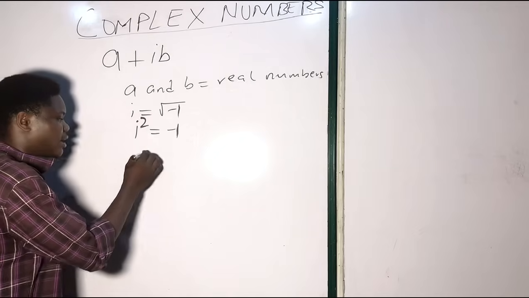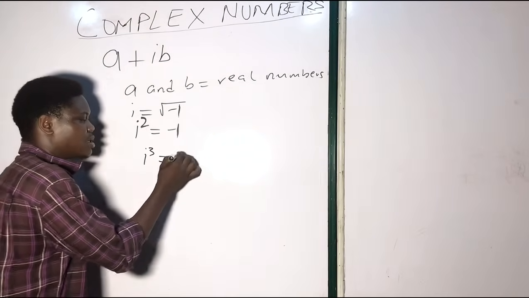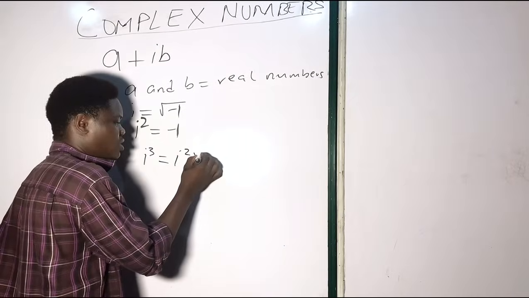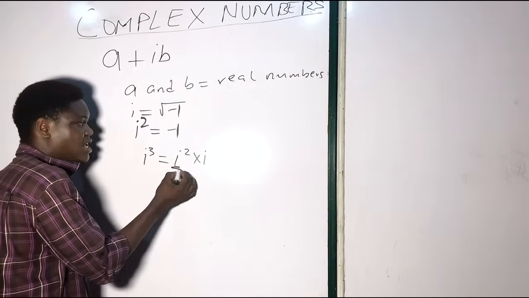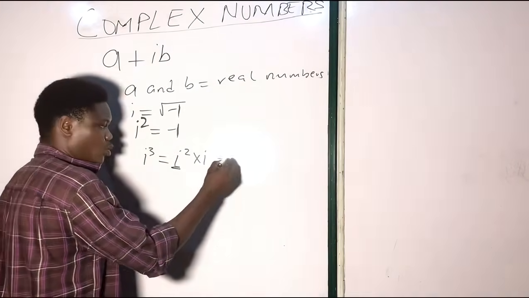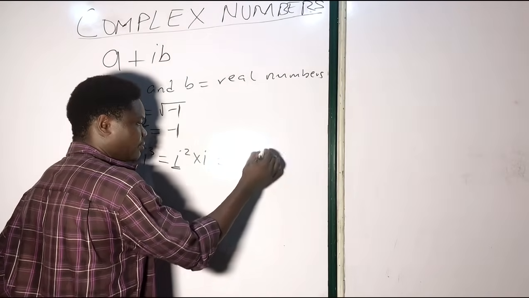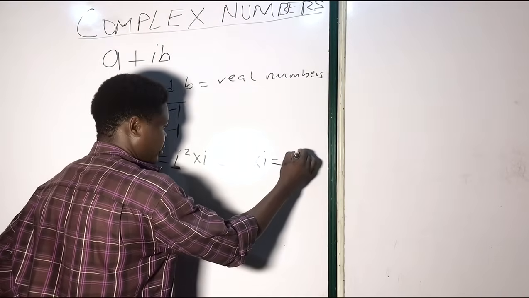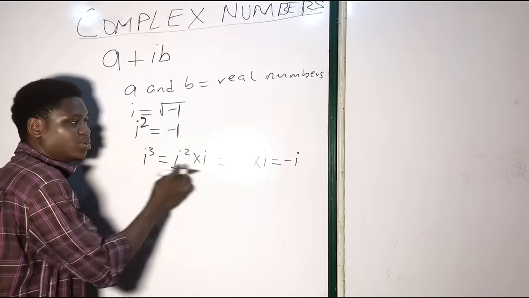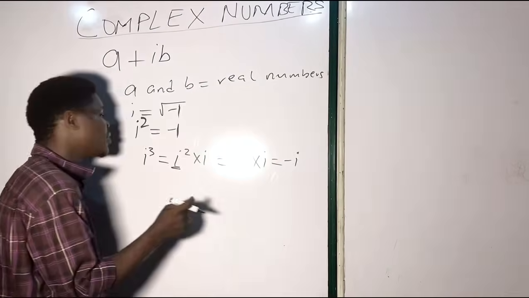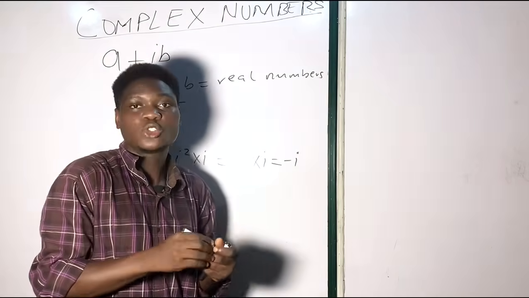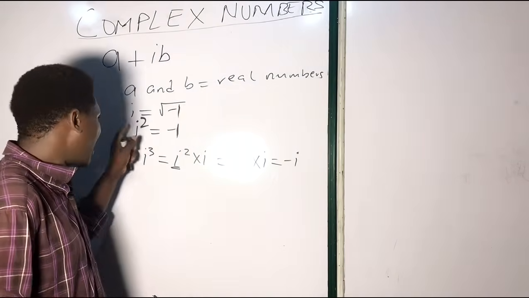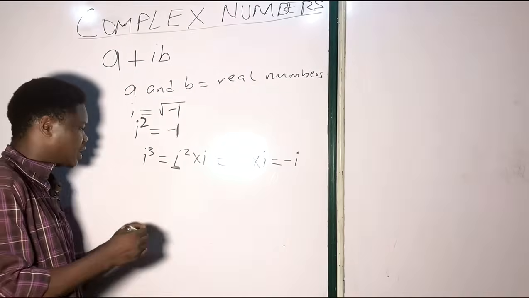Now let's find i cubed. This i cubed is i squared times i. Now this i squared already is -1. So we have -1 times i, so that will give you -i. So it means that i cubed is -i. So anywhere I see i cubed, I can change it to -i. We are trying to reduce it to i only. We don't want this power here.